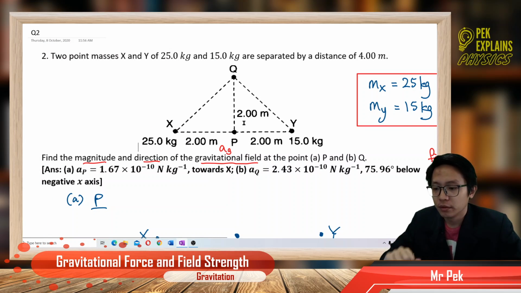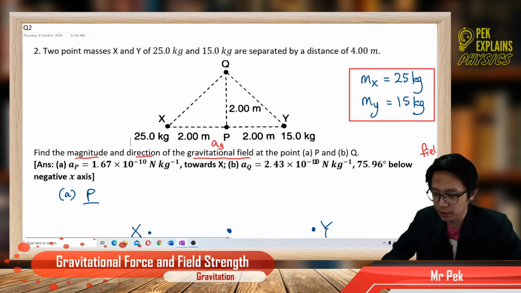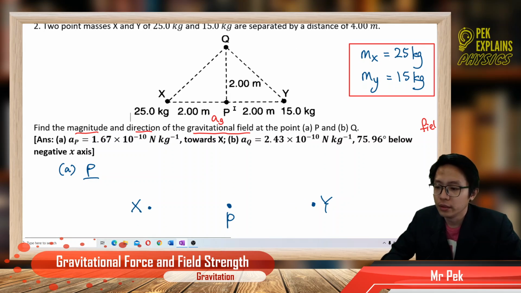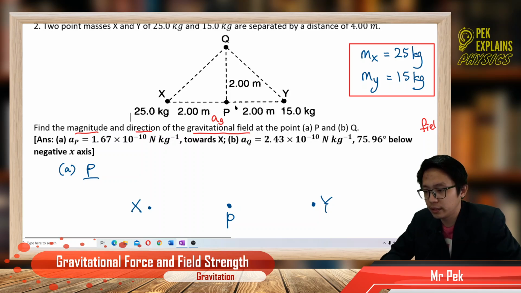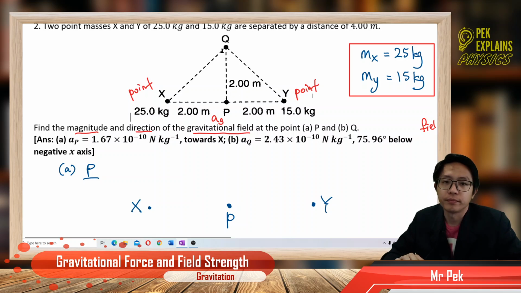Now I put in the information given. We have mass X and mass Y, which is given here. Now we want to find question A, the gravitational field at point P. Clearly we have two point masses here, one at X and another at Y, and both of these masses provide gravitational field for P and Q. Now let us look at P first.